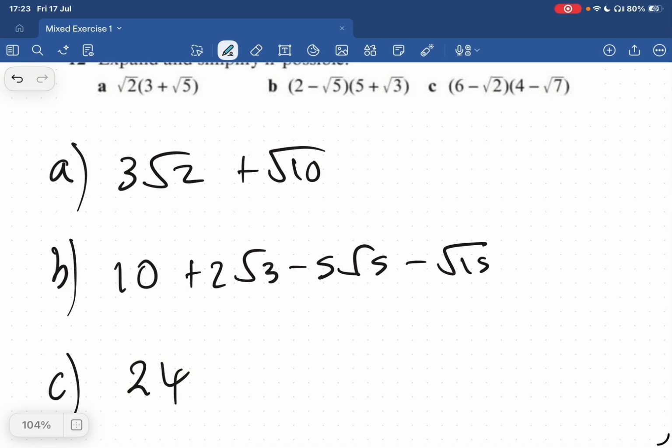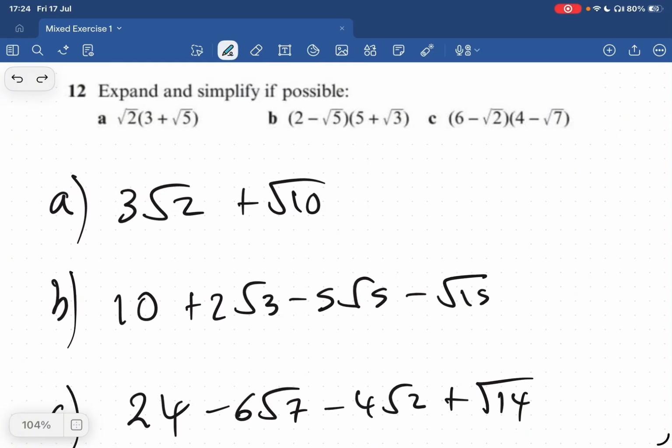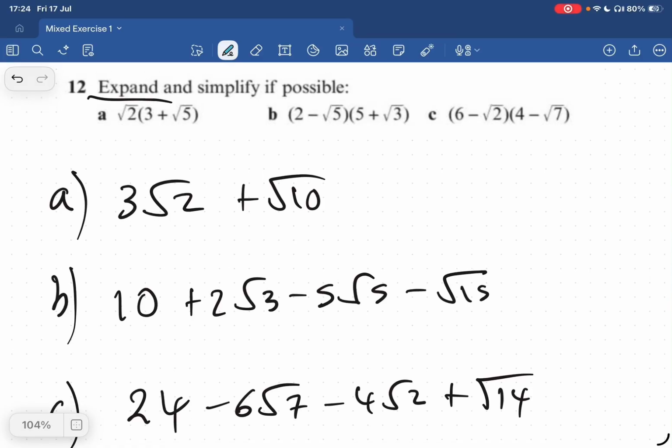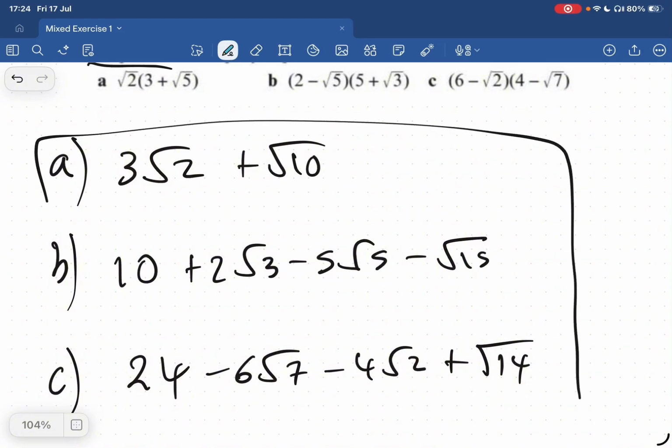Okay, 6 times 4 is 24, minus 6 root 7, minus 4 root 2, plus root 14. Yet again, can we simplify this any further? No, we can't, because there's no square number that we can divide 14 by, so we leave it like that. Okay, and that's the exercise. Mainly expanding, not really much simplifying doing there. Always leave it in as the smallest number of numbers as possible, if that makes sense.